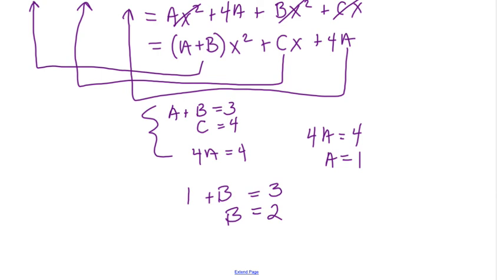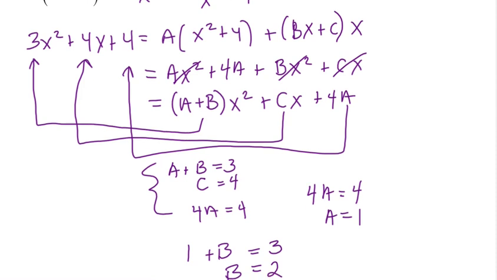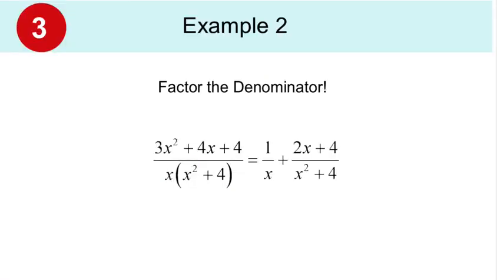My final step is writing my rational expression as the sum of rational expressions, and here is what it should look like. Not so bad, right?